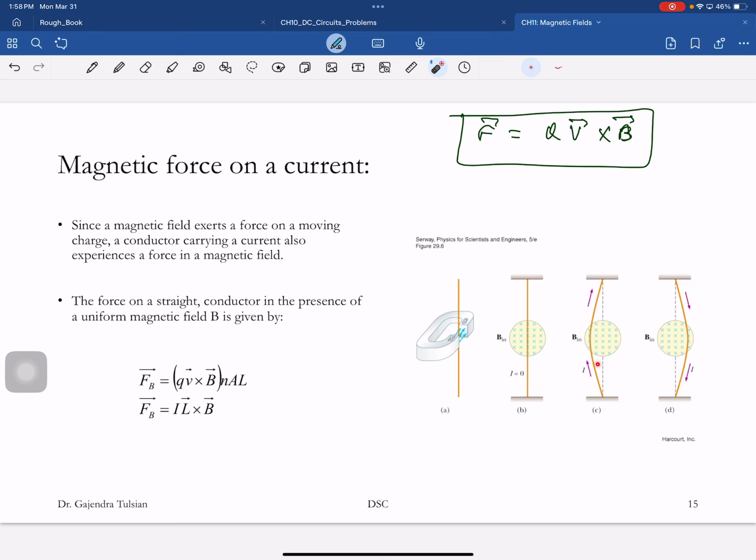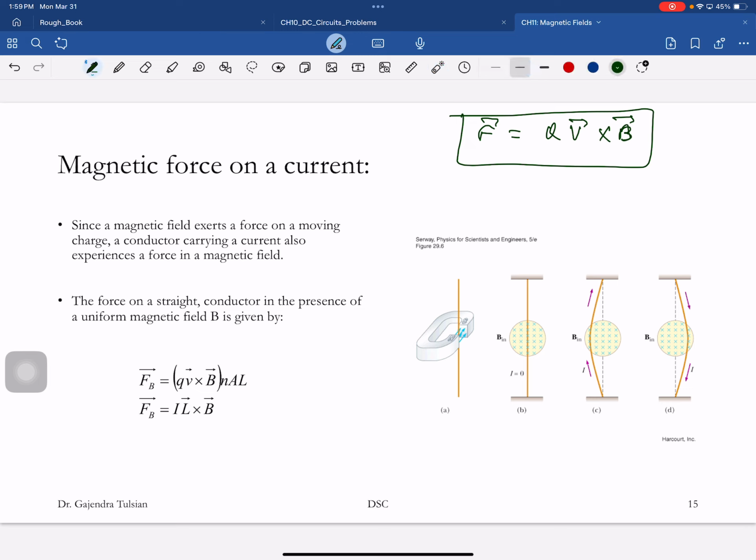Now, if you pass a current in this wire, you can imagine, well, it's really electrons. In a metal wire, it's electrons moving in the opposite direction. But imagine a bunch of positive charges moving in this direction. The magnetic field is into the sheet. V cross B would be a force in that direction.